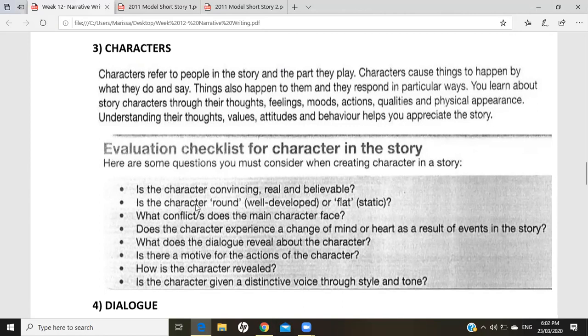So the next thing is, is the character round, well-developed, or flat, static? In literature, there are two ways that we could describe characters, right? We call them round characters or flat characters. A round character is just like a circle. The character starts here and goes all the way around and comes back. Did you ever watch a movie where maybe the character starts out being really kind and then all of a sudden the character changes and becomes evil? And then maybe after the character becomes evil, the character changes again and comes back being kind. That's a round character because the character is well developed and is undergoing changes like a full circle.